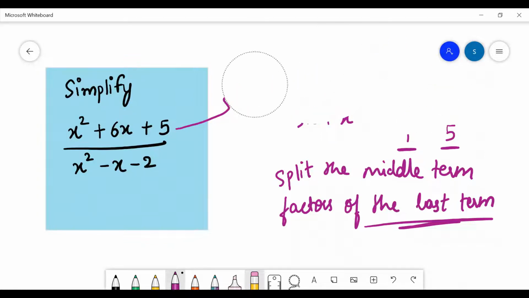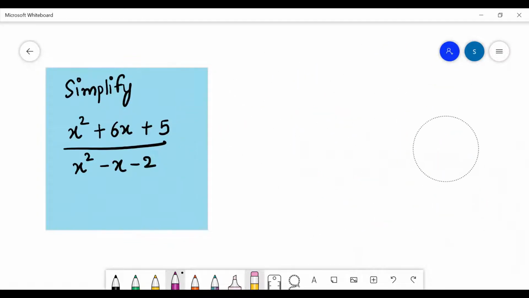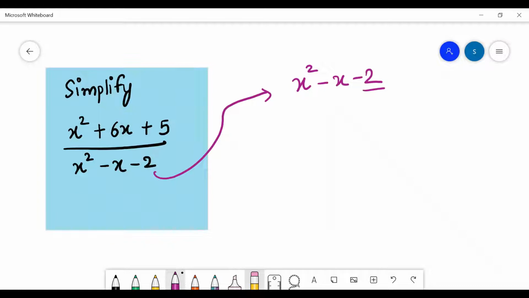Let's do the same with the denominator here. Again, for the denominator, you have x square minus x minus 2, right? So what are the factors of 2? 2 is the constant here. So find out the factors of 2. It's basically just 1 and 2. So use these numbers to split the middle term, which is minus x. So I'm just going to write it as x square minus 2x plus x minus 2. That is how you split the denominator. So let me just write it all together.